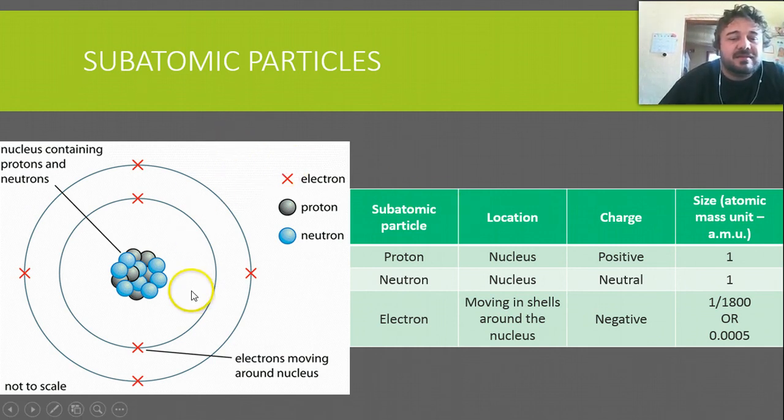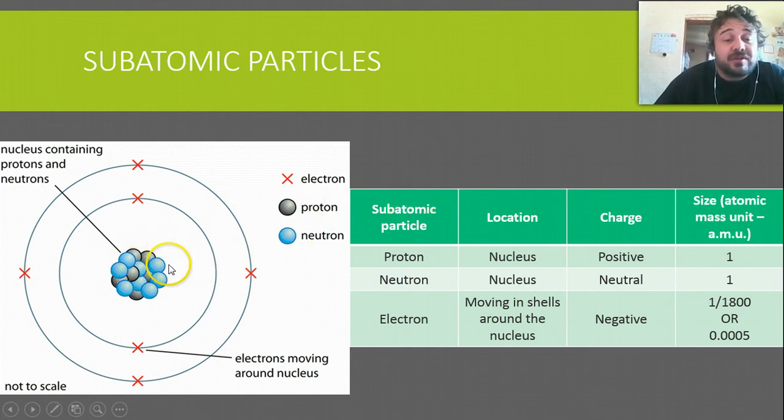Basically, this is our nucleus. Okay. Now the nucleus contains two parts. It contains the protons and it contains the neutrons. Now, hopefully, by the end of this lesson, you should be able to tell me which atom this is, particularly if you've got a periodic table in front of you.